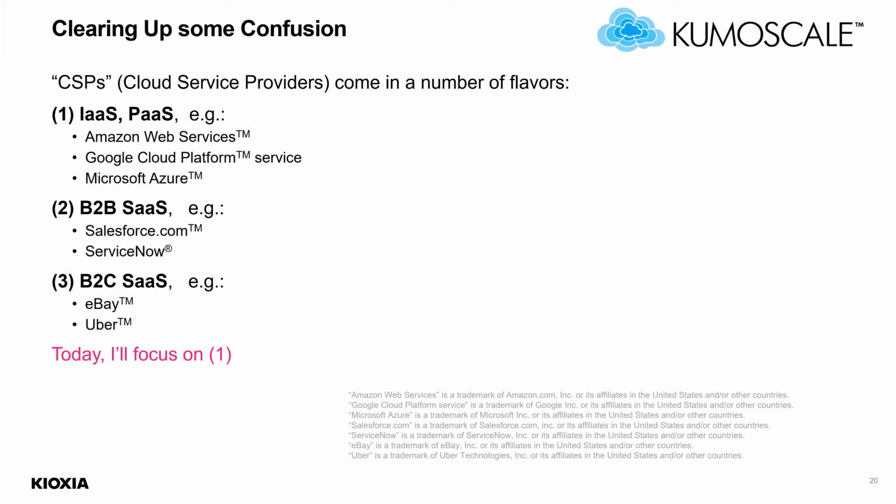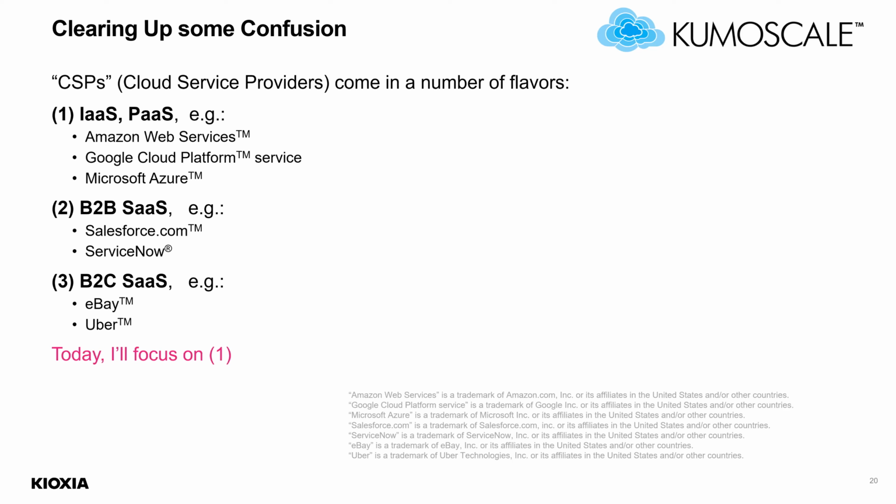So I've listed here kind of three flavors of what you might call cloud service providers. The first are infrastructure providers like Amazon, Google Cloud Platform, and Azure. Those are the public cloud, kind of tier one public cloud providers. Then there are the kind of cloud providers that Mike mentioned, which we call SaaS companies, B2B, like Salesforce and ServiceNow, or B2C like eBay and Uber and TikTok and whatever else. I'm going to focus a little bit on the first category.